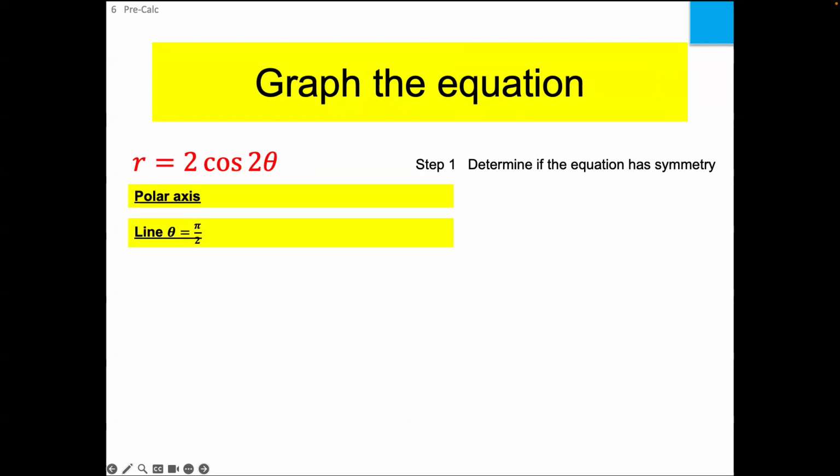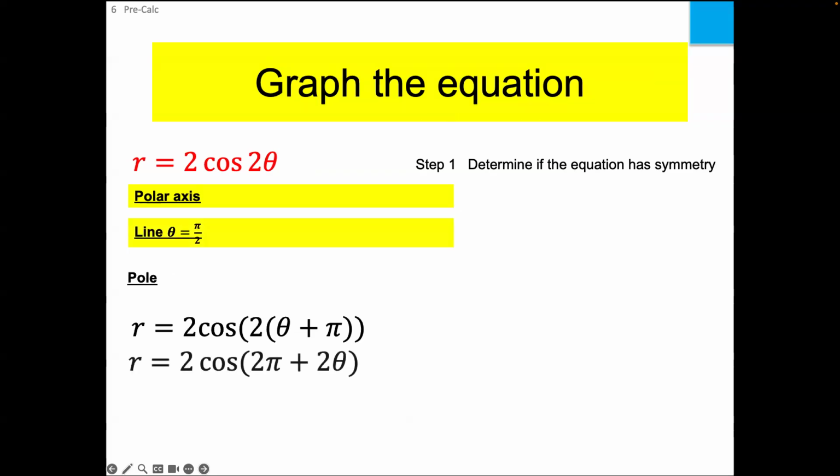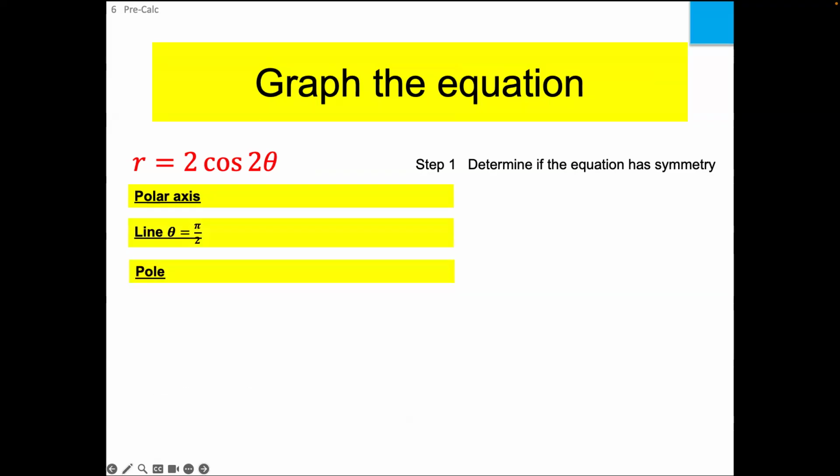Maybe it will have 3. Let's see. It will, because it's the same trick. We distribute the 2. Cosine still repeats itself every 2 pi, so the fact that I'm adding 2 pi doesn't change anything. It's just that, and that's the same. So this one has all 3 symmetries. Yes? Okay, what would be my next step?